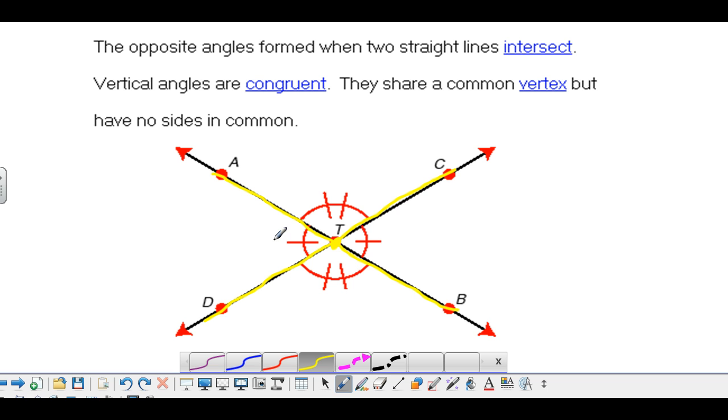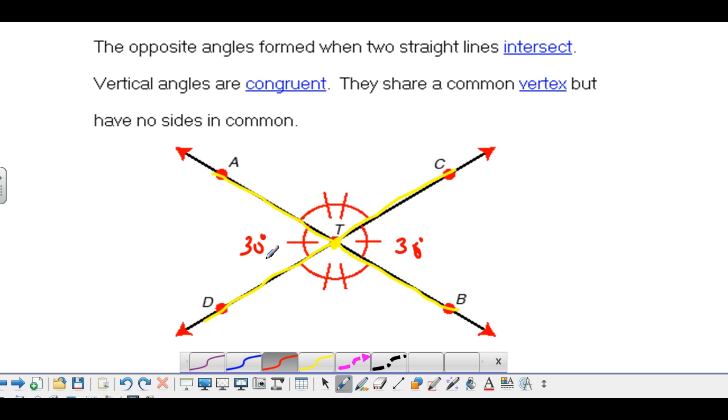The angles here across from each other are congruent. They don't have any sides in common. Angle ATD and CTB don't have any sides in common, they just have this common vertex, and their non-common sides are forming straight angles. These two angles here are congruent, so if this angle here is 30 degrees, then the vertical angle to it is also 30 degrees.